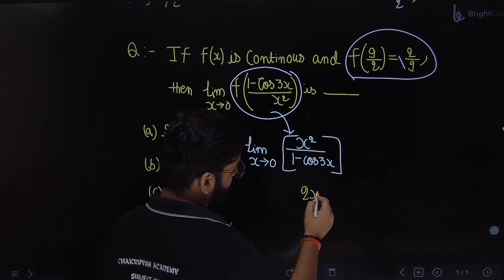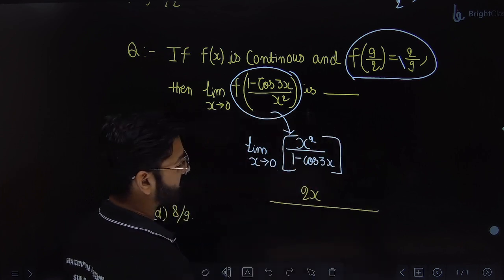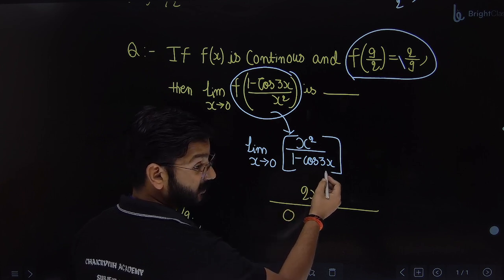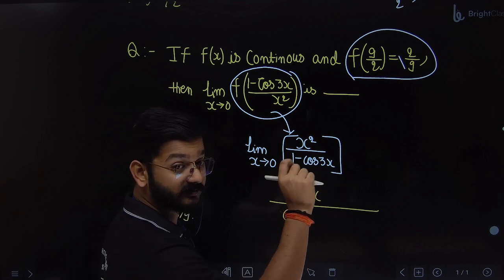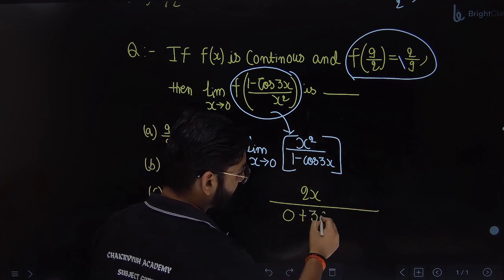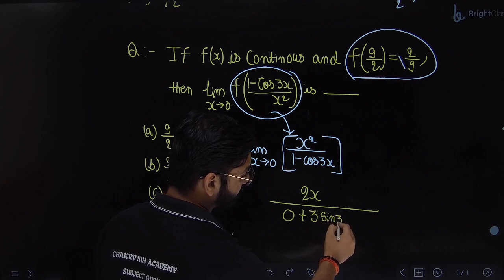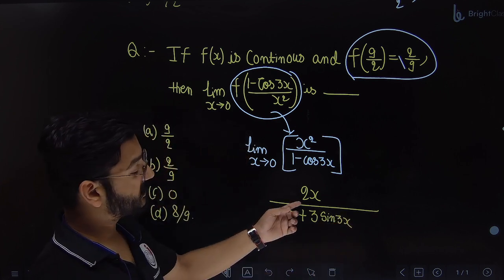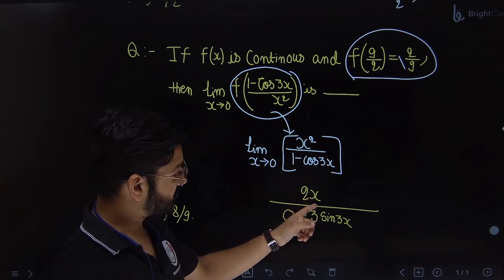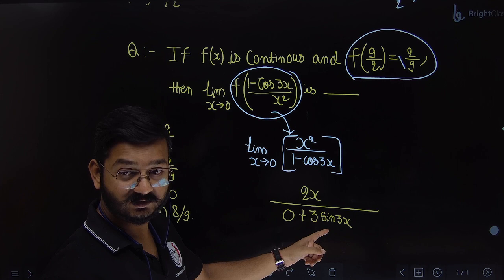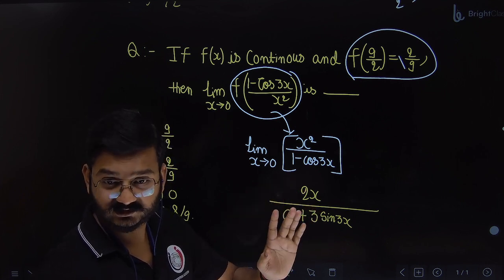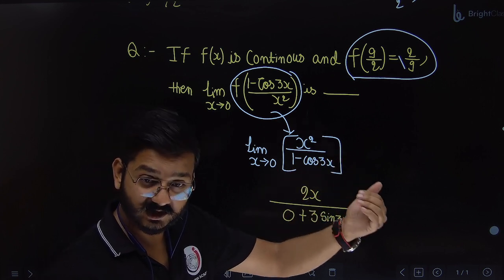So 2x, I will differentiate it. Anyone who is not comfortable with differentiation can see. So the derivative of 1 is 0, cos 3x will be minus 3 times sine 3x. So minus minus will become plus 3 times sine 3x. Now we have to differentiate again. Why? Because if you put x as 0, you can check this will be 0 and sine 0 is 0. So again you are getting 0 by 0 form. You're not getting a finite answer. So that's why you need to differentiate again.